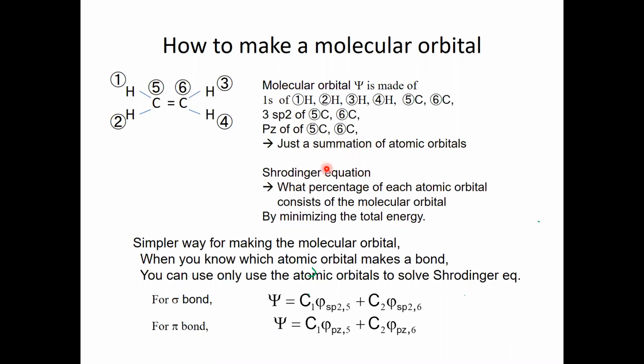To do so, we use the Schrodinger equation. After solving the Schrodinger equation by minimizing the total energy of the molecule, you can obtain the percentage of each of the atomic orbitals that contributes to the molecular orbital. So that's how you can do it.